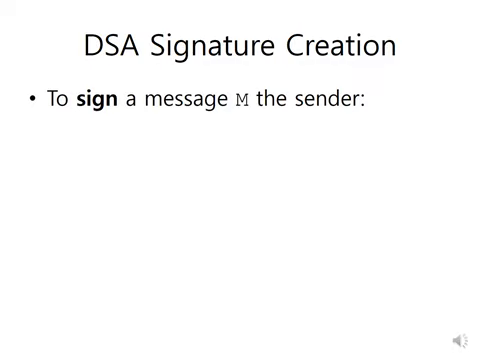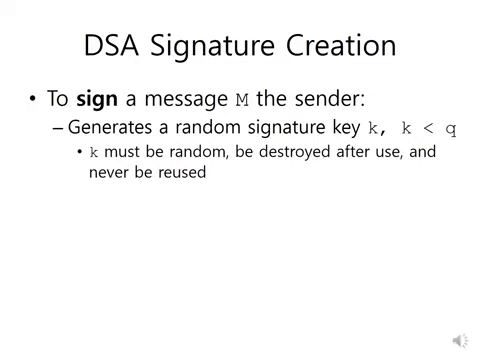In order to sign a message M, the sender or signer needs to generate a random signature key K first. It should be less than Q and it should be random. This is one condition. It means that it should not be reused. If the same key K is reused for different message signature generation, and there is some existential forgery attacker, then such a signature can be forged easily.